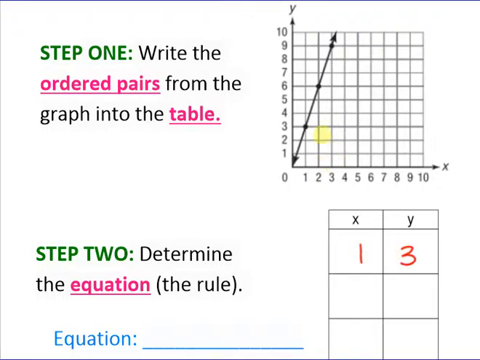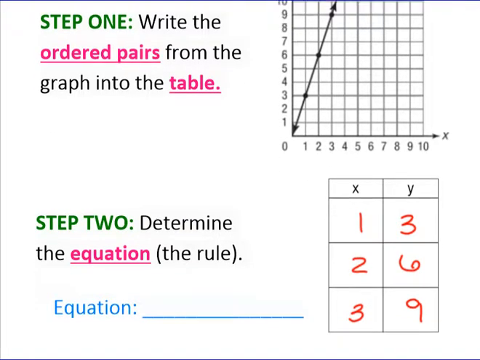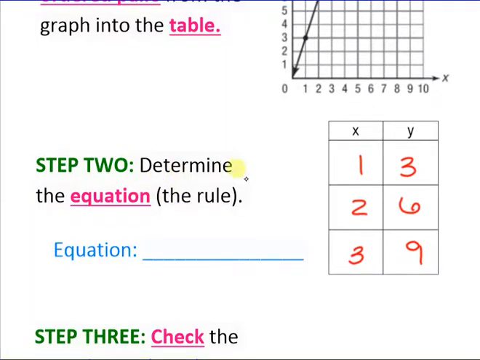And I have the point 2, 6, and I have the point 3, 9. Okay, so that's step one. Step two is you're going to determine the equation or the rule. Okay, and remember that our equation is always going to start with y equals.